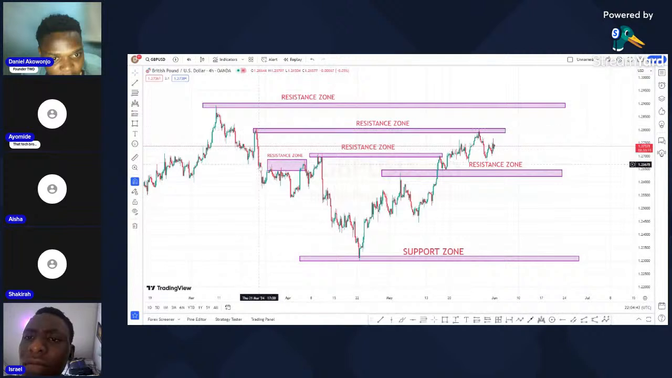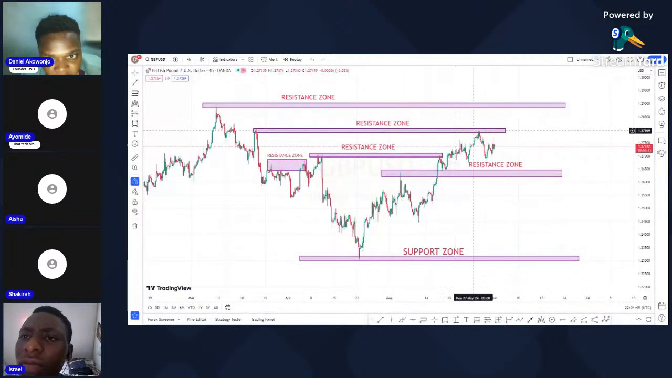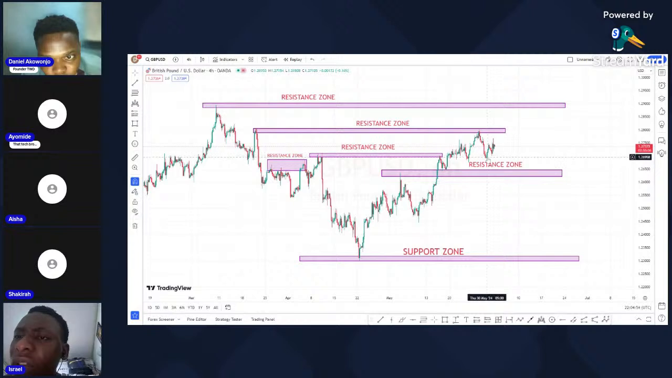Price sold. Now look at it. Follow my cursor. Follow that box. You see that? The next time price came to that zone, what happened again? Price sold.